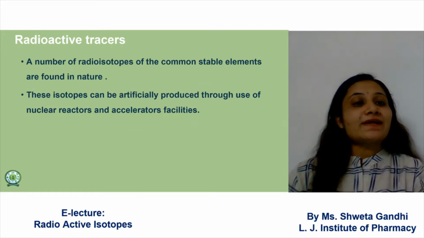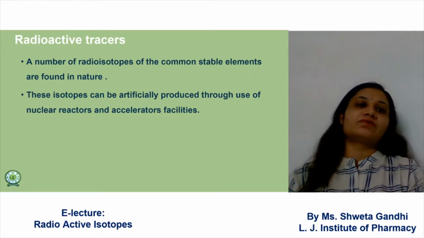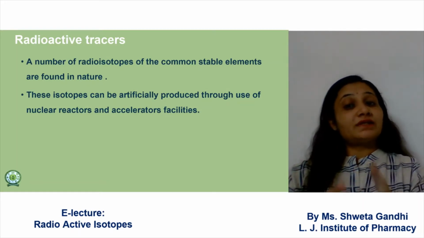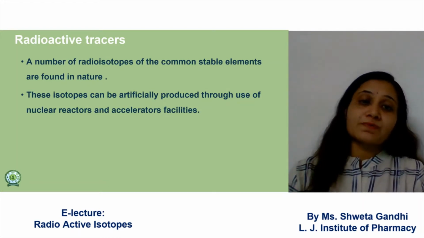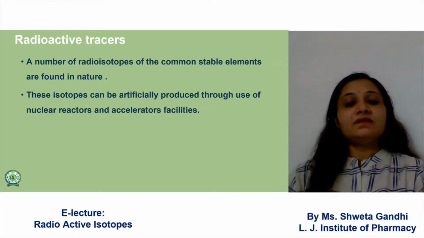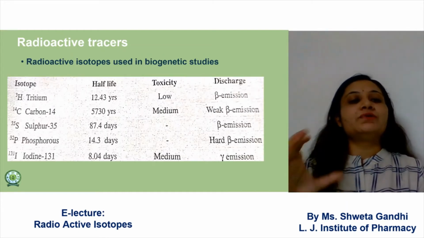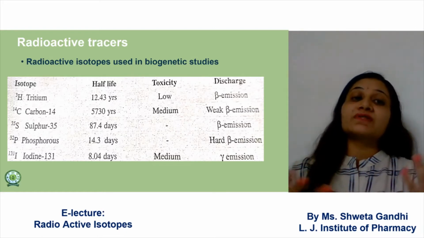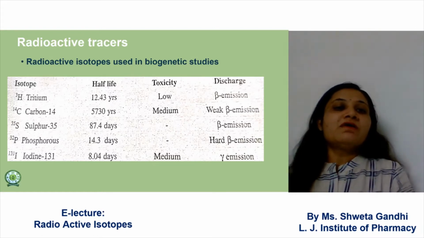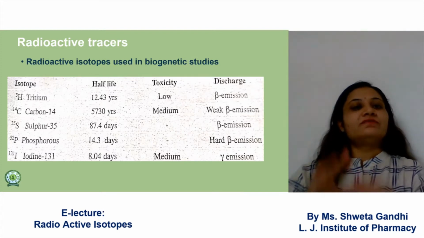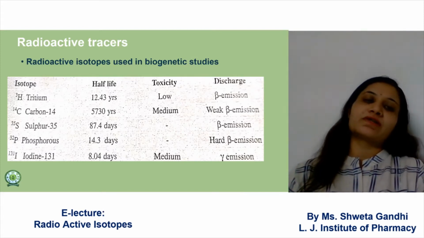Now, radioactive isotopes. Some radioactive isotopes are found in nature, and they can also be artificial, produced by nuclear reactors and different facilities. You should know what radioactive isotopes are, which are the compounds that can be used as the isotope. For example, carbon 14, tritium, sulfur 35 can all be used as radioactive isotopes.